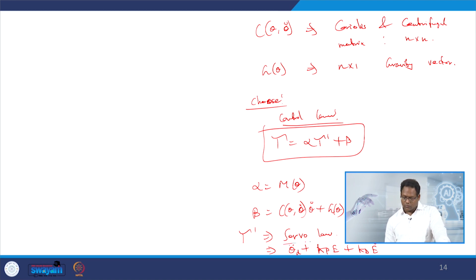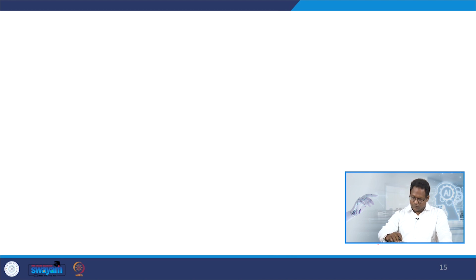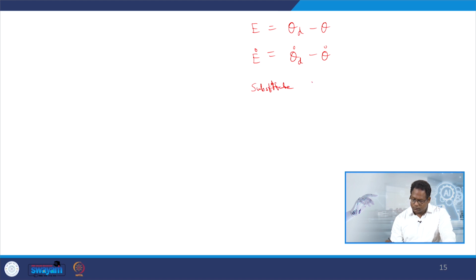Again, tau dash is nothing but the servo law which is given by theta d double dot plus Kp multiplied by error plus Kd multiplied by error dot, where error equal to theta d minus theta and error dot equal to theta d dot minus theta dot. Now, substitute the control law chosen, tau equal to alpha tau dash plus beta, with what is tau dash and alpha and beta.